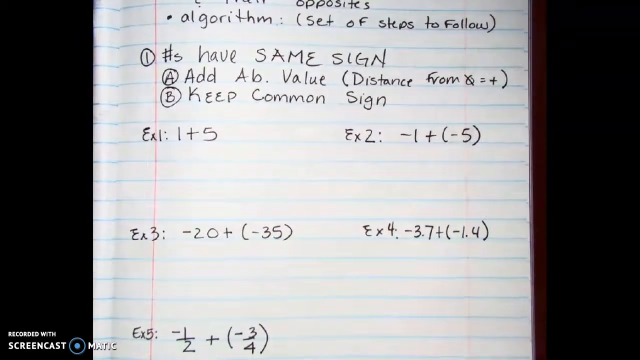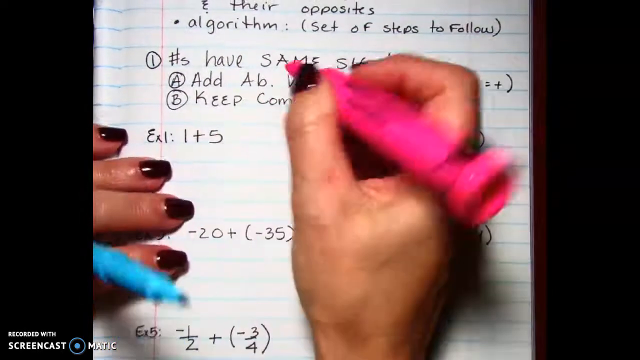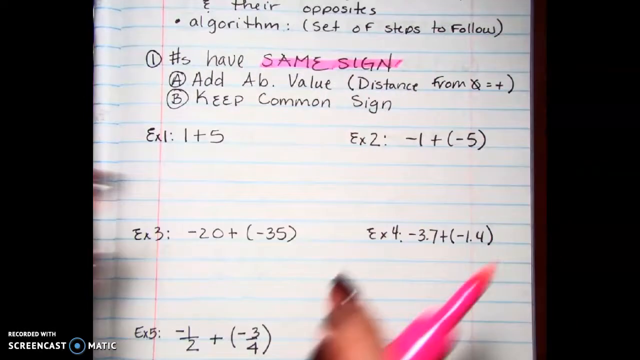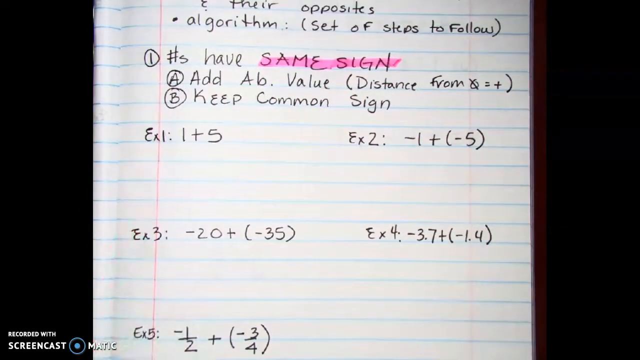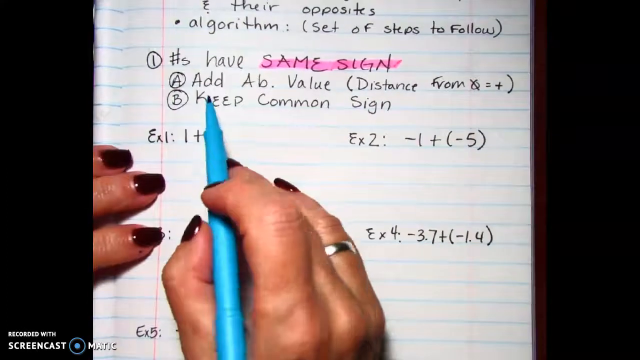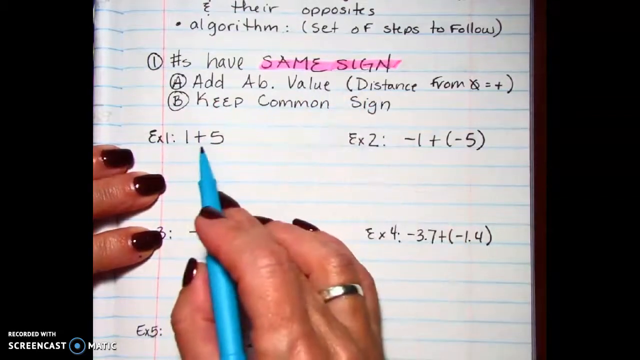So the very first thing you're going to do is when you get a problem, you're going to look and see if it has the same sign. If it has the same sign, then you're going to do these two A and B tasks, and we'll work through it and I'll show you. So first off, add the absolute value of our numbers.